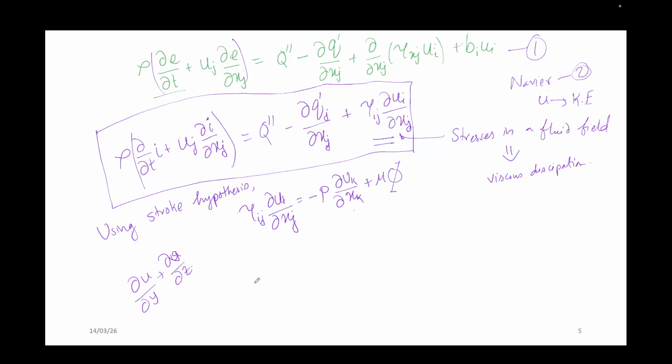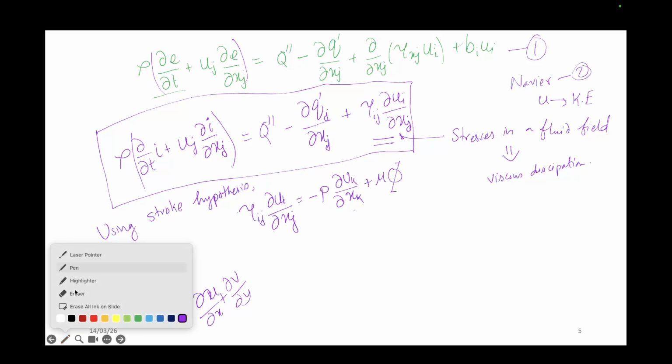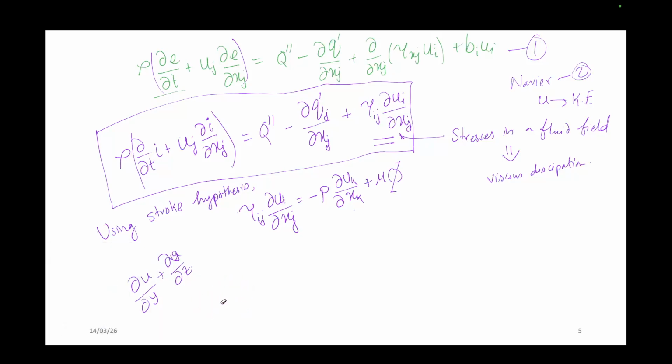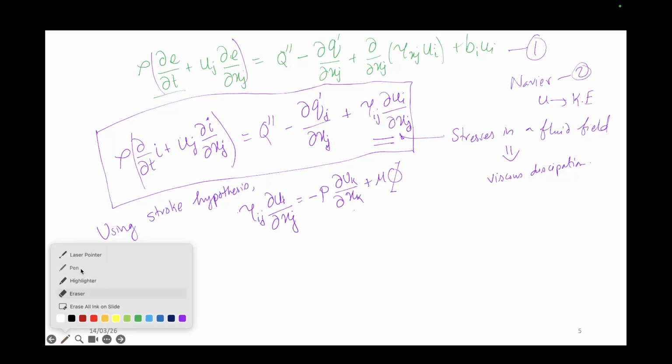But this term, del uk by del xk, means the total term, del u by del x plus del v by del y. That is the velocity gradient in the directions in which the velocity vector is there. So that is the difference, right? So this is the thing.